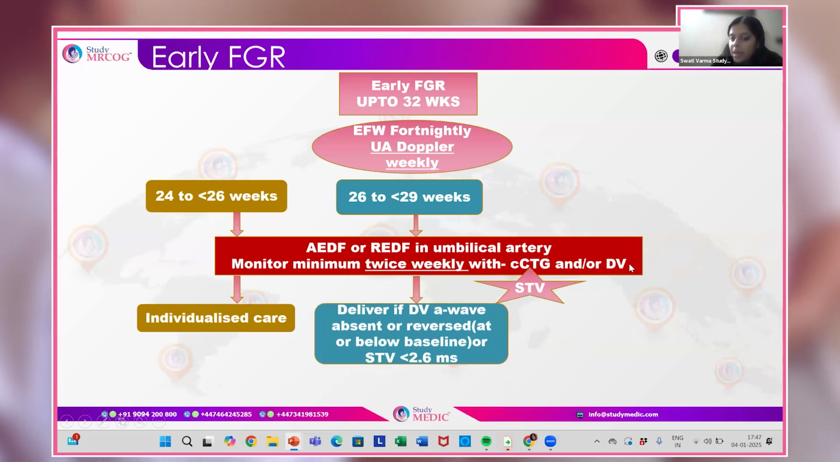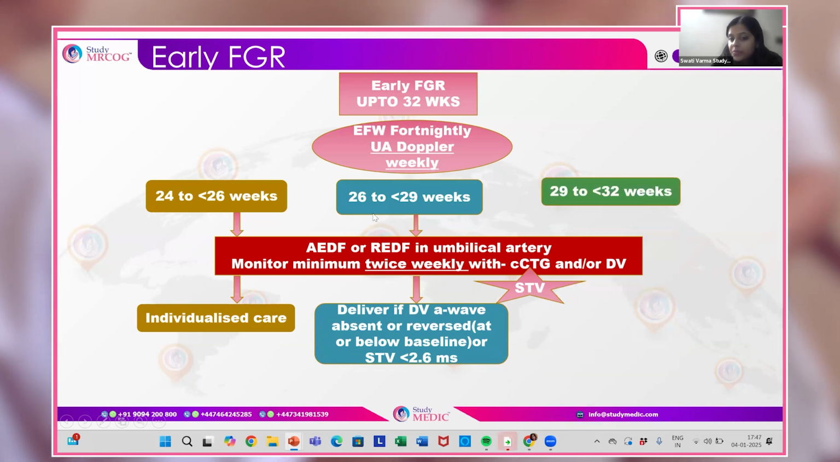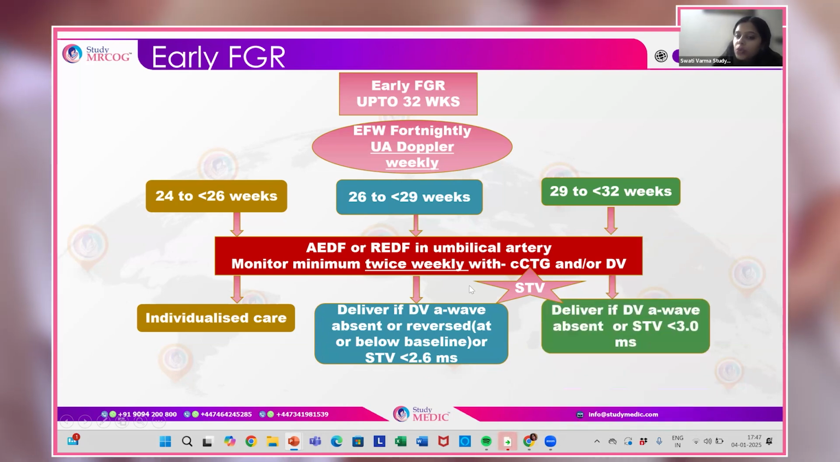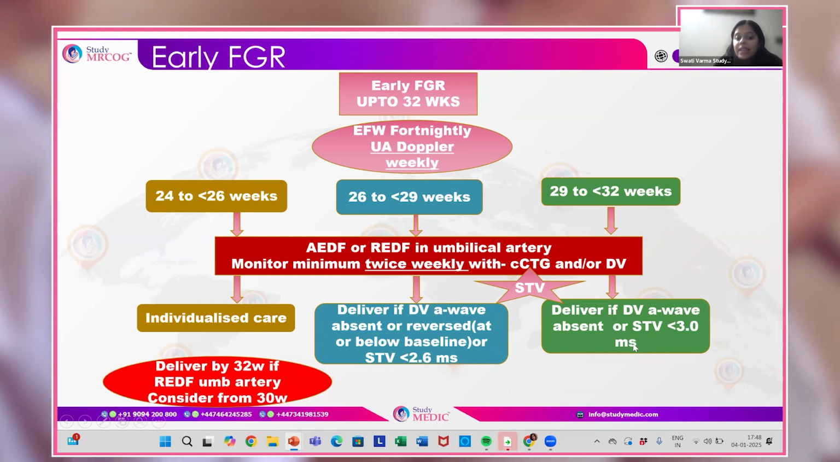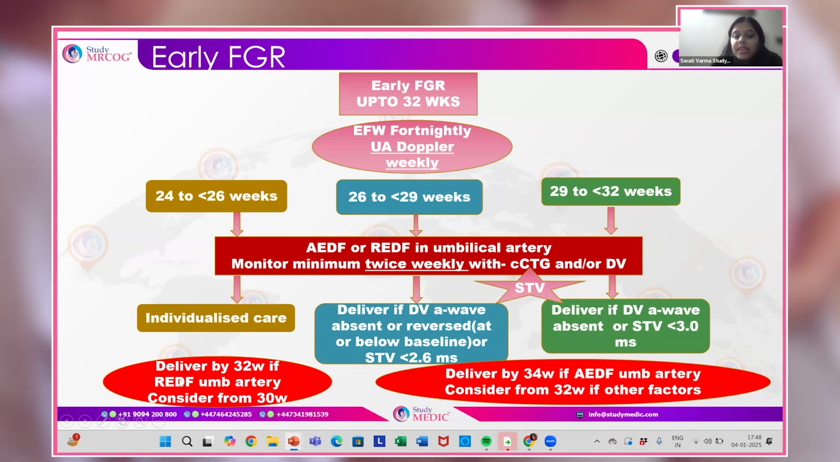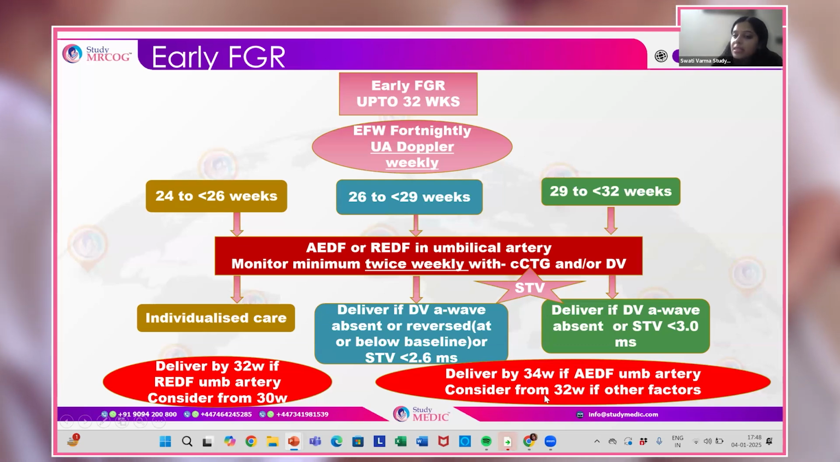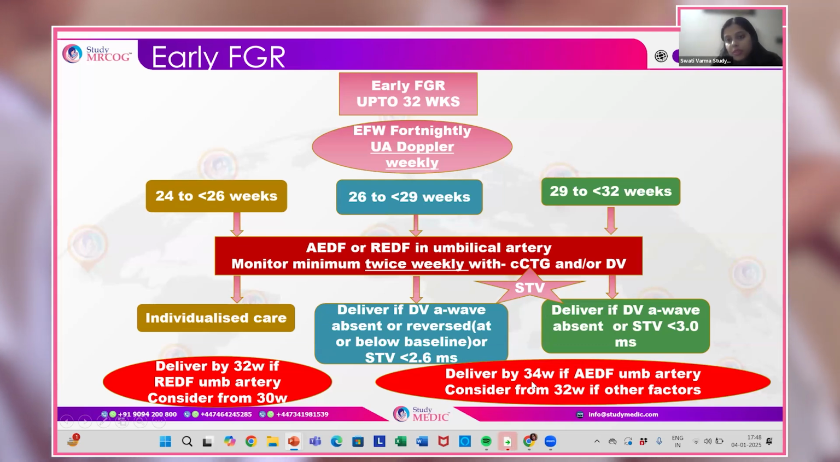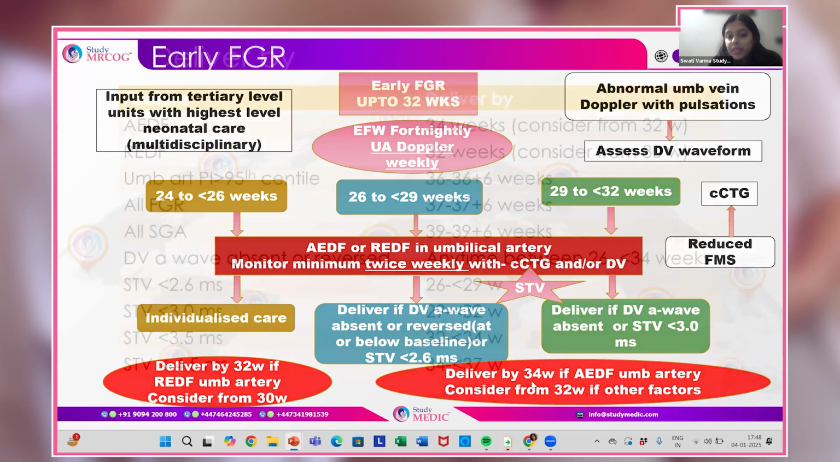If DV A wave is absent or reversed, deliver, or STV less than 2.6 milliseconds, deliver. Between 29 to less than 32 weeks, again, you will monitor her twice weekly with CCTG and/or DV, and deliver if DV A wave is absent or STV is less than 3 milliseconds. And in any case, please look if REDF is there, that is reversed end diastolic flow, deliver by 32 weeks. And if absent end diastolic flow is there, consider from 32 weeks and deliver by 34 weeks. So that's in brief regarding early FGR, how to time your delivery.